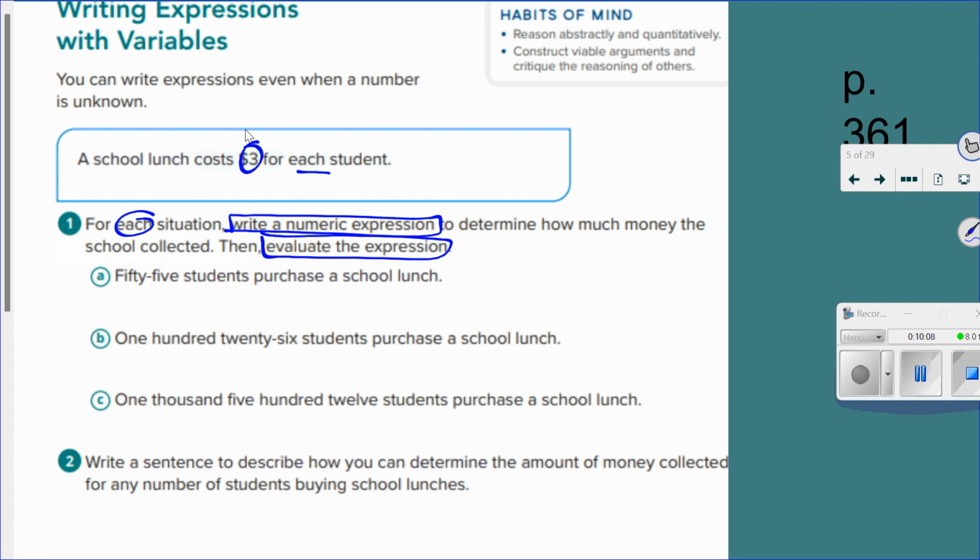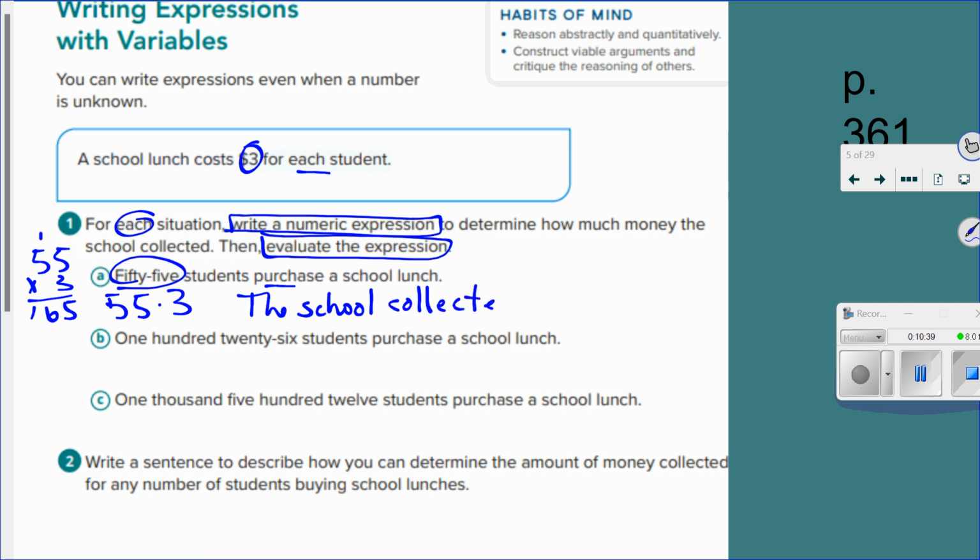So I have 55 students purchase a school lunch. So how would I write that? 55 times 3, correct? So then to evaluate, now I actually do the math. So I do 55 times 3, 15, 165. So the school collected $165. Make sense?